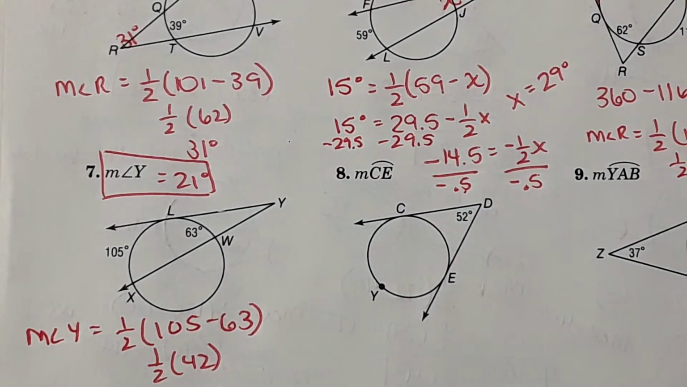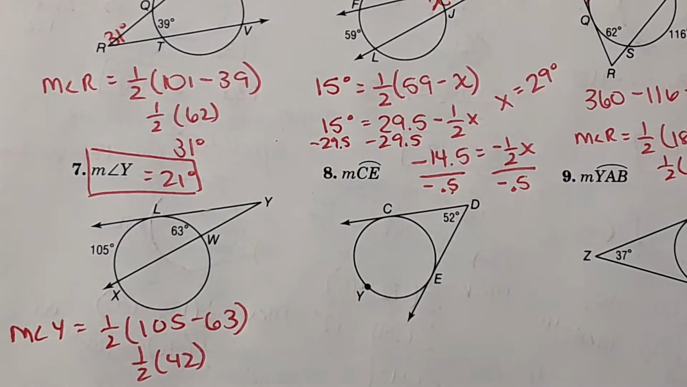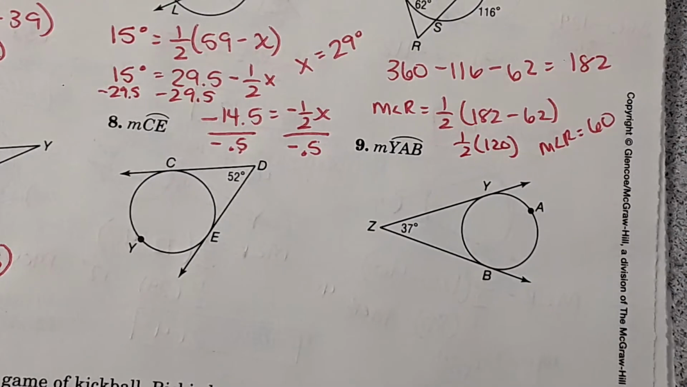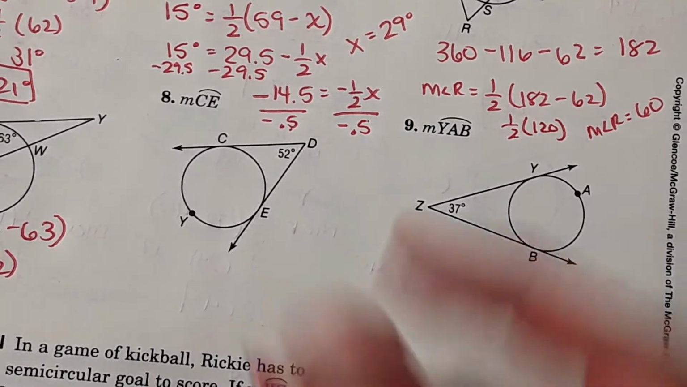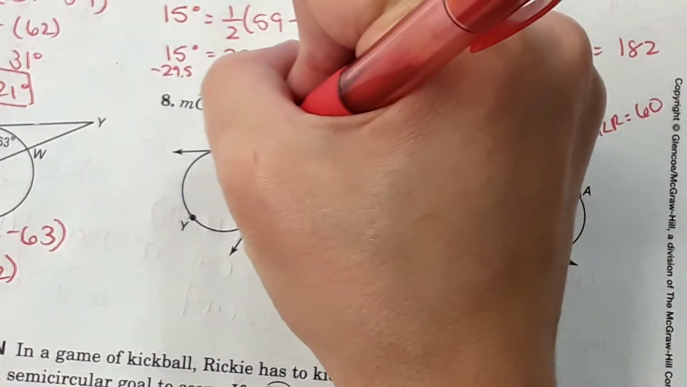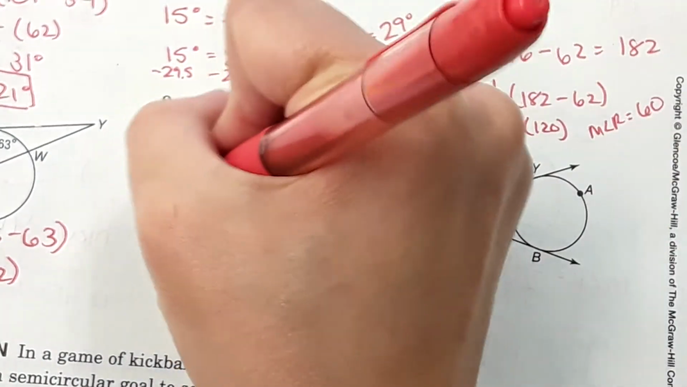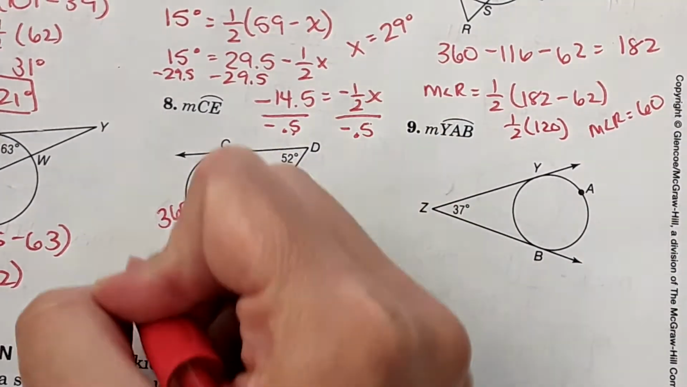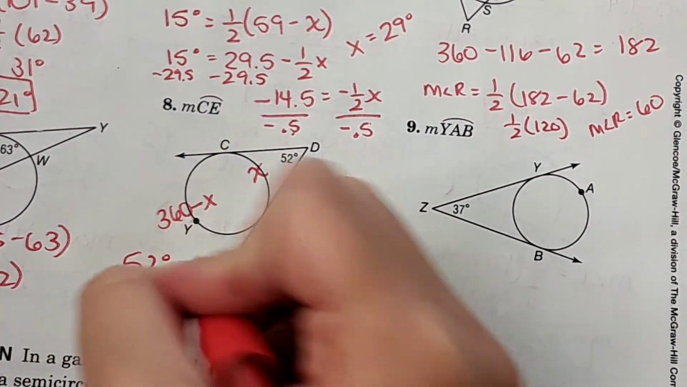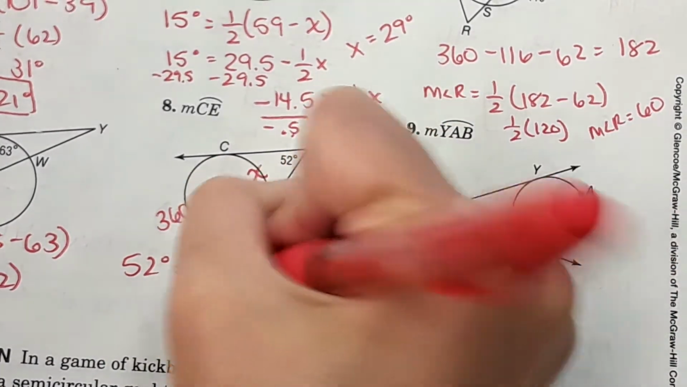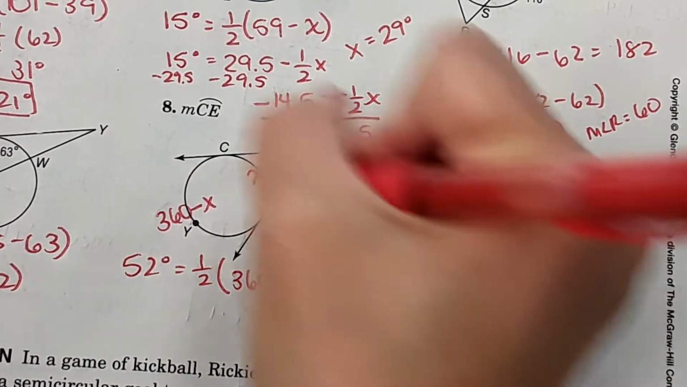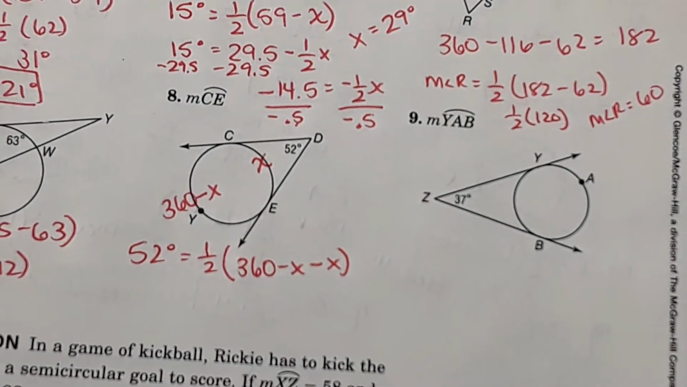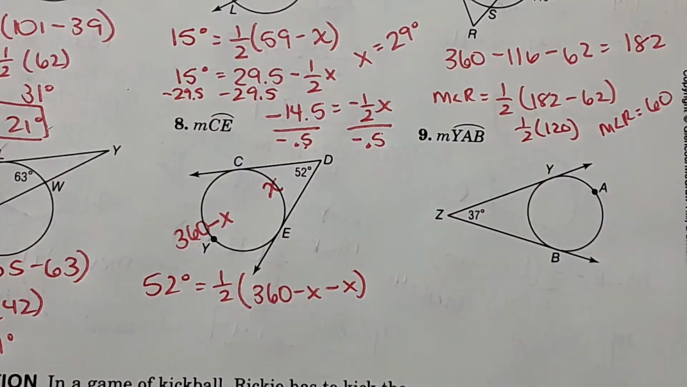Almost there, guys. 8 and 9 are those that are a little bit more challenging. So number 8, it wants to know the arc measure of CE, so this would be x, and then this would be 360 minus x. Gives us the degree measure of 52 degrees equals 1/2 times 360 minus x minus x. It's blurry. Okay.